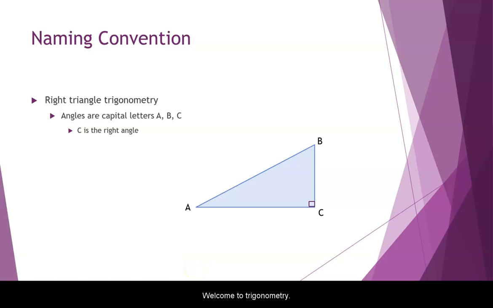Welcome to trigonometry. To start off with, we should agree on what we call our triangles. The angles are generally, just by convention, referred to with capital letters. Here I've labeled them angles A, B, and C. Generally, if we're working with right triangles, angle C is at the right angle.